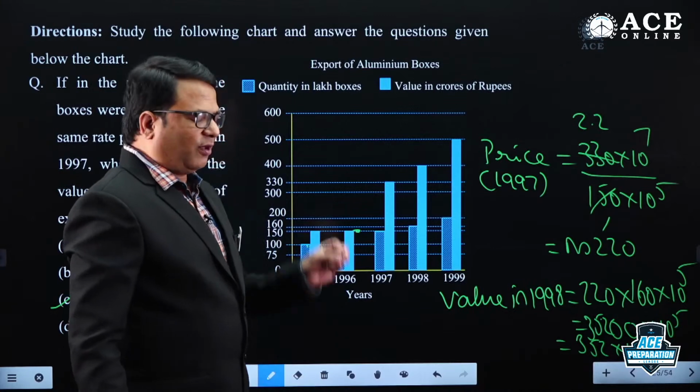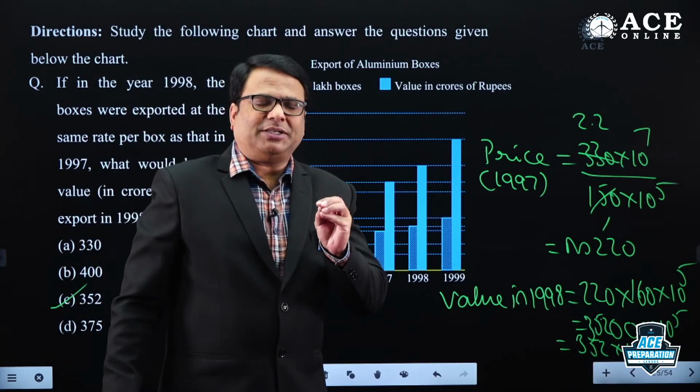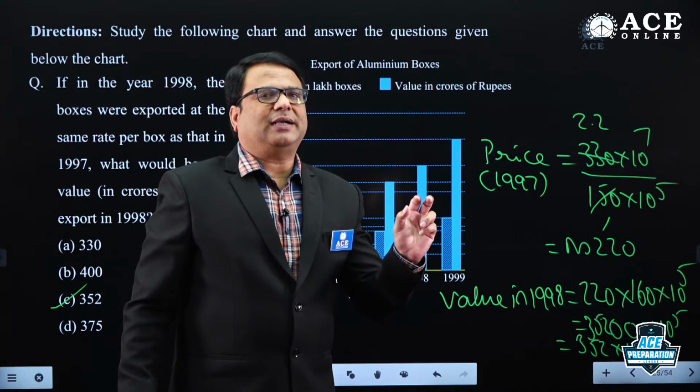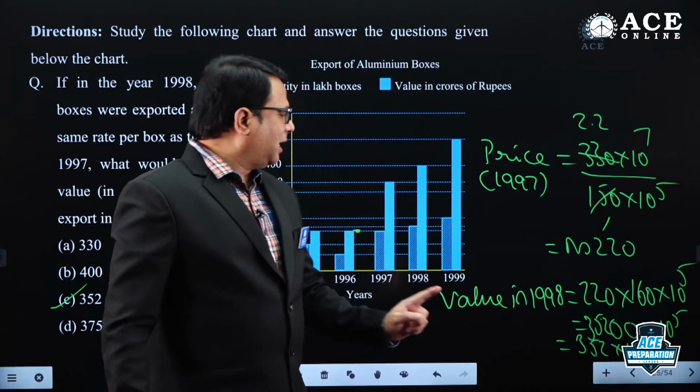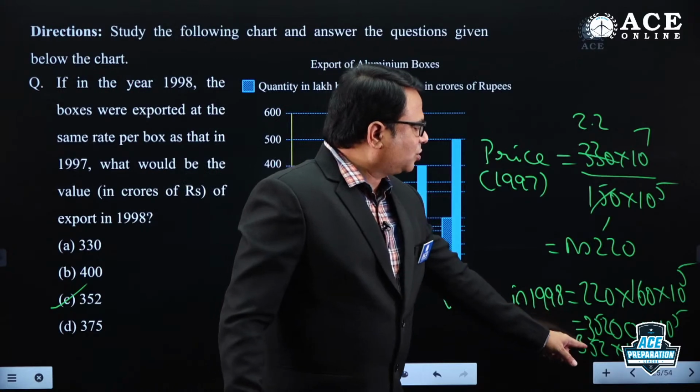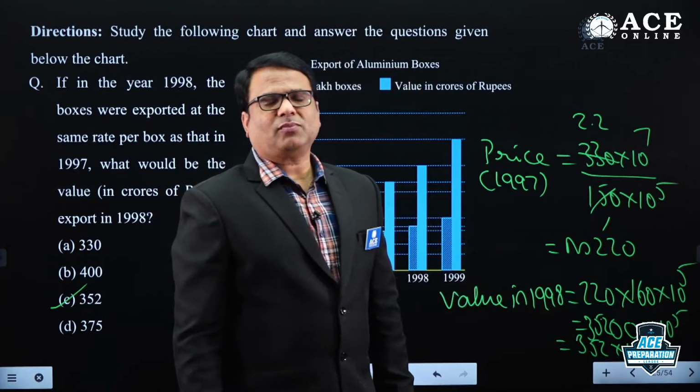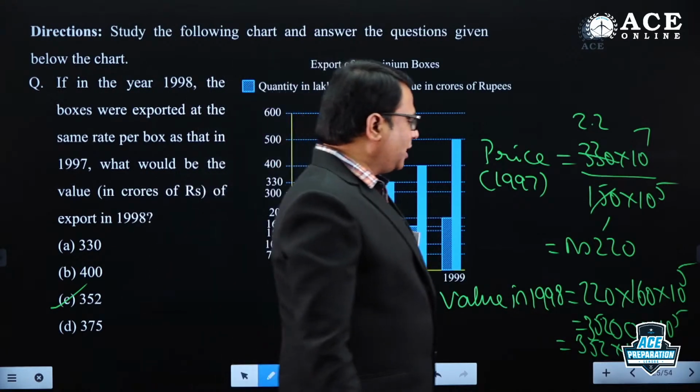Okay? So if the price in 1998 is the same as the price in 1997, then the total value of the exports in the year 1998 is 352 crores. Okay? Now, let us go to the next question.